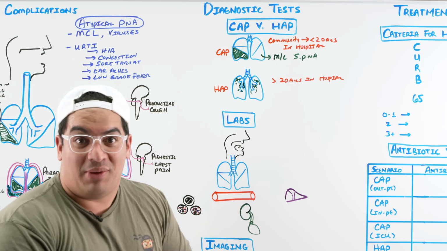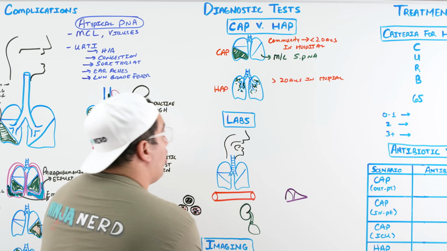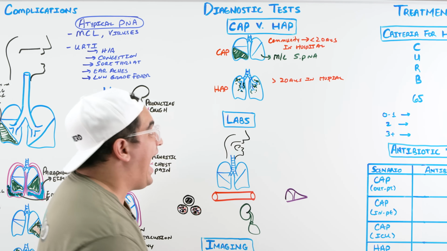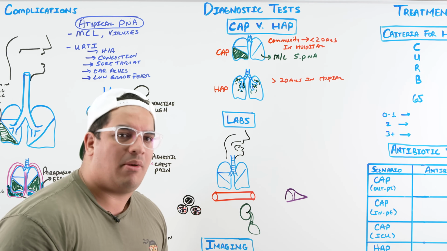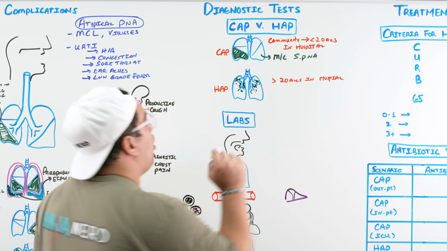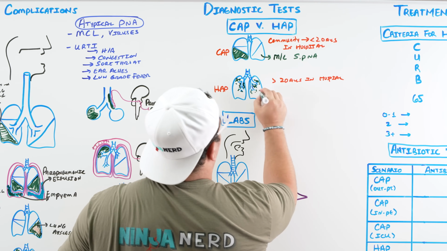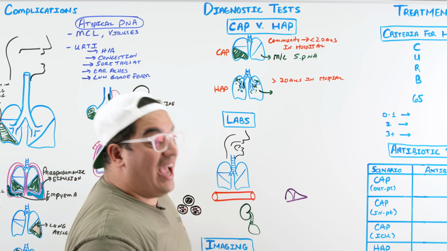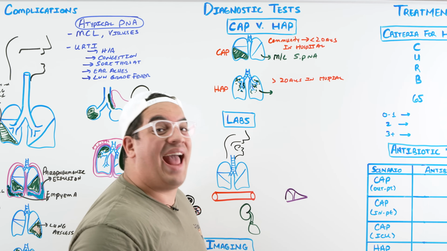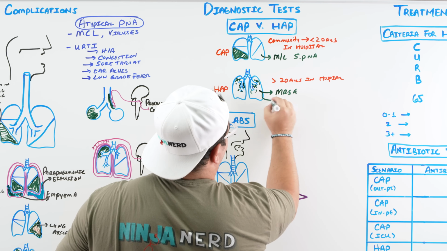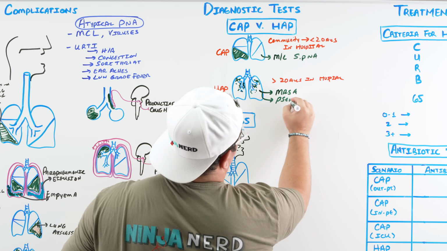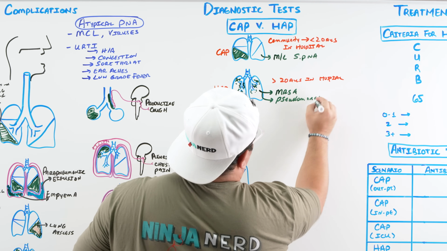We'll talk about this a little bit later when we get into the imaging. But oftentimes for these patients with HAP, the very specific types of pathogens that I want you to remember are generally, when we think about HAP, what did I tell you before? MRSA, and we said Pseudomonas. These are the two bugs.